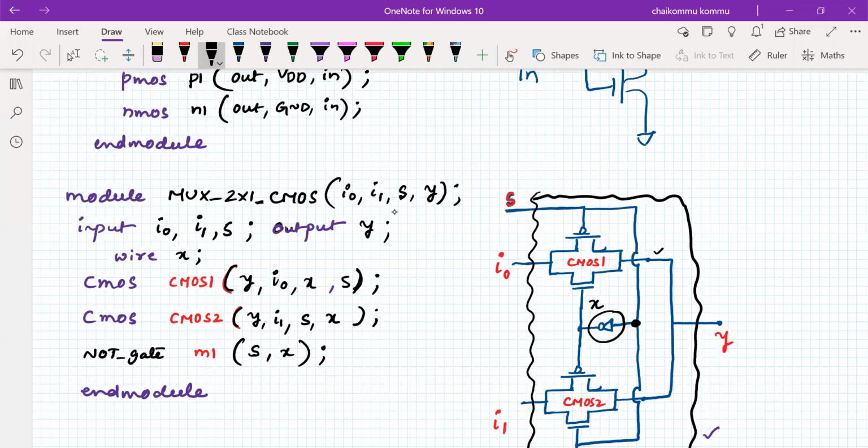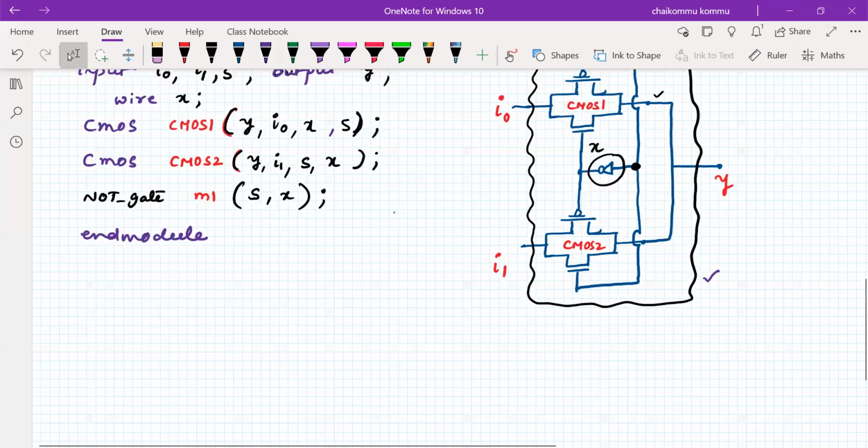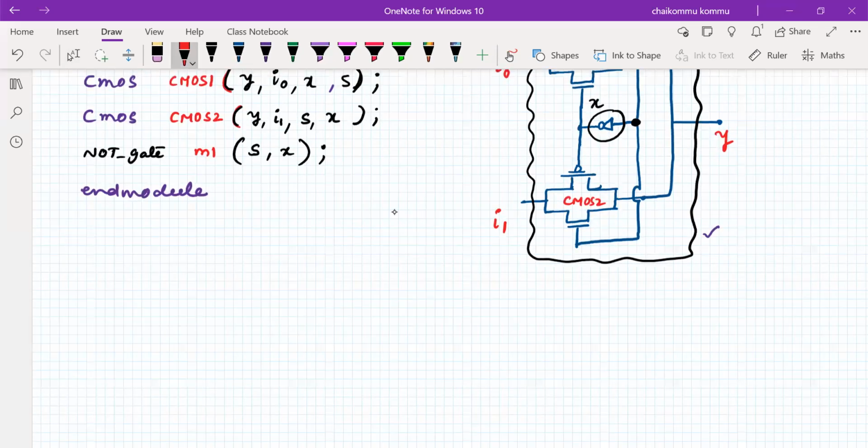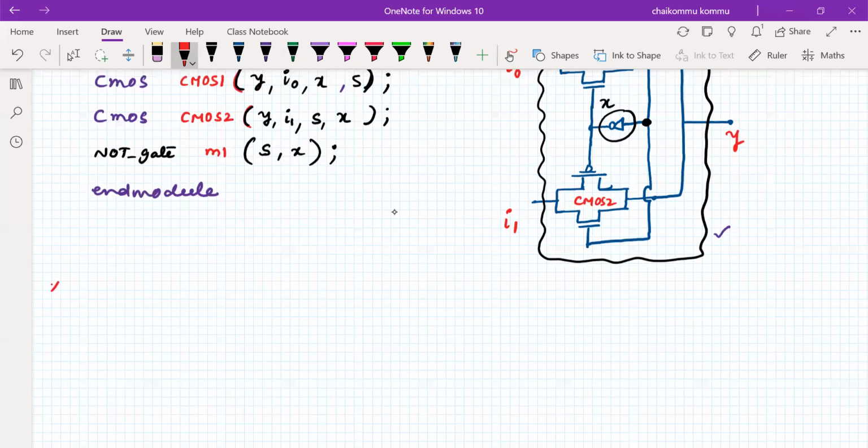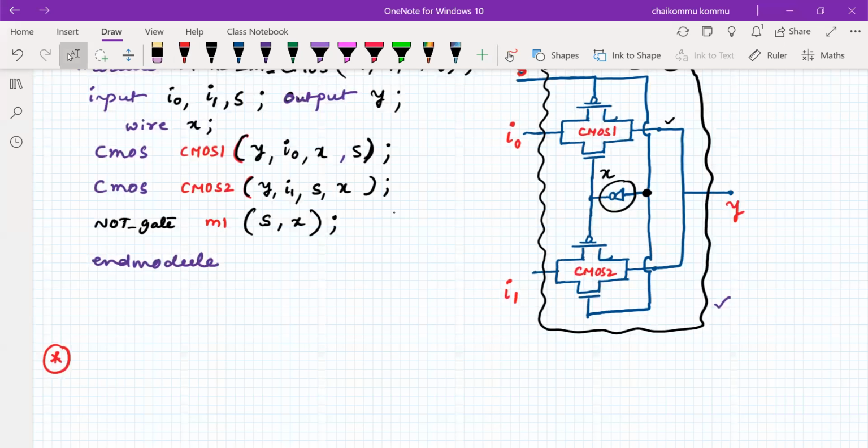And let us write another program. Let us write the second program. Write a Verilog program.